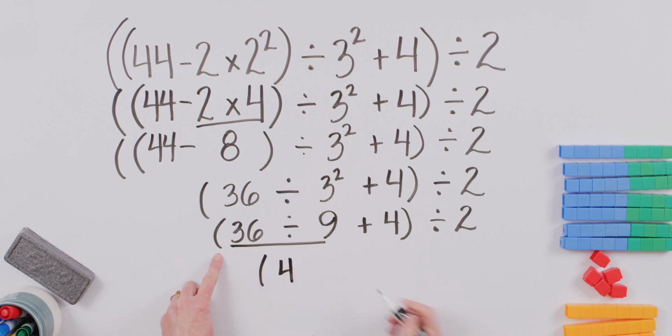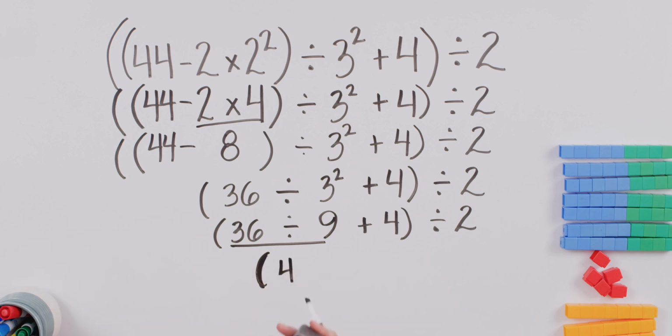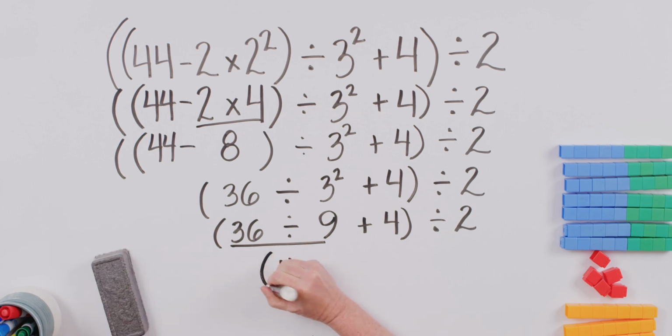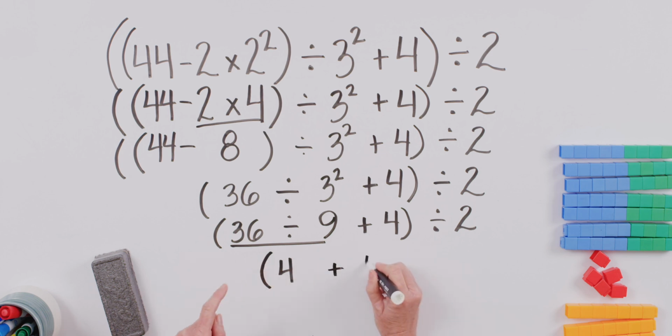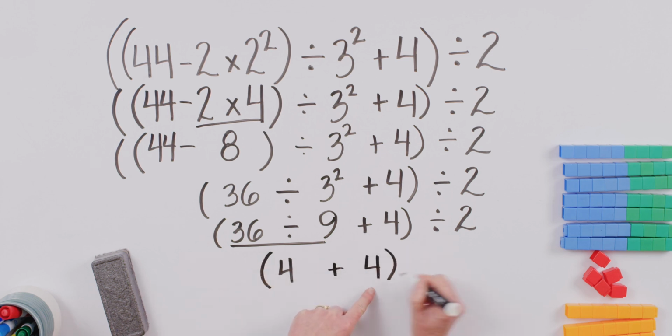Make sure I have that parentheses there. Hopefully your parentheses doesn't look like the number 1. That could be a mistake sometimes, and we could look at it as a 1. Make sure it has that nice curve to it. And then we're going to add our 4 in parentheses and divide by 2.